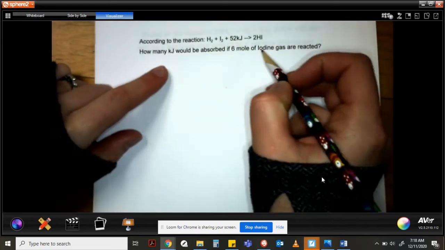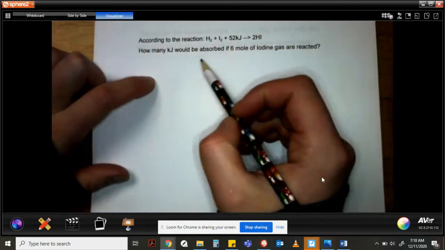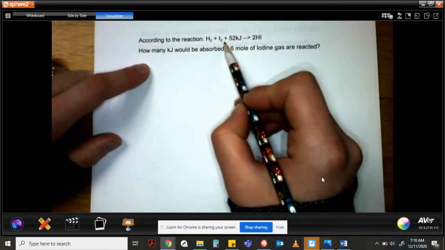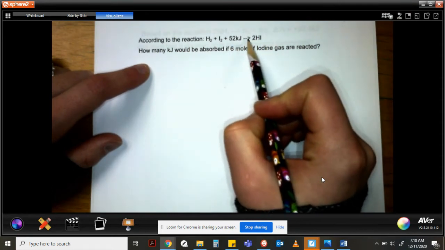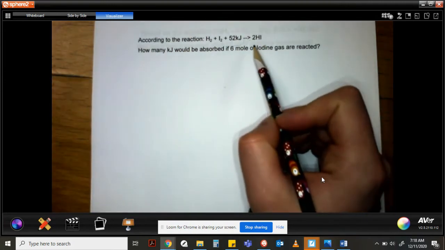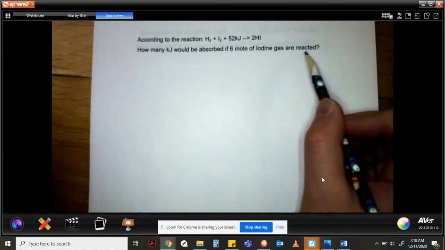Okay, so you've got this on your slides. According to the reaction where we have hydrogen and iodine and 52 kilojoules of energy reacting to give us two hydroiodic acids, how many kilojoules would be absorbed if 6 moles of iodine gas are reacted?